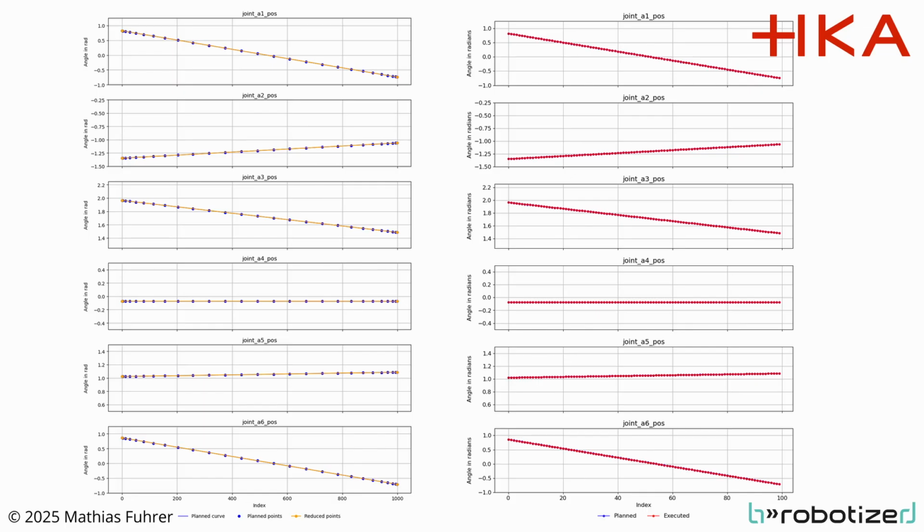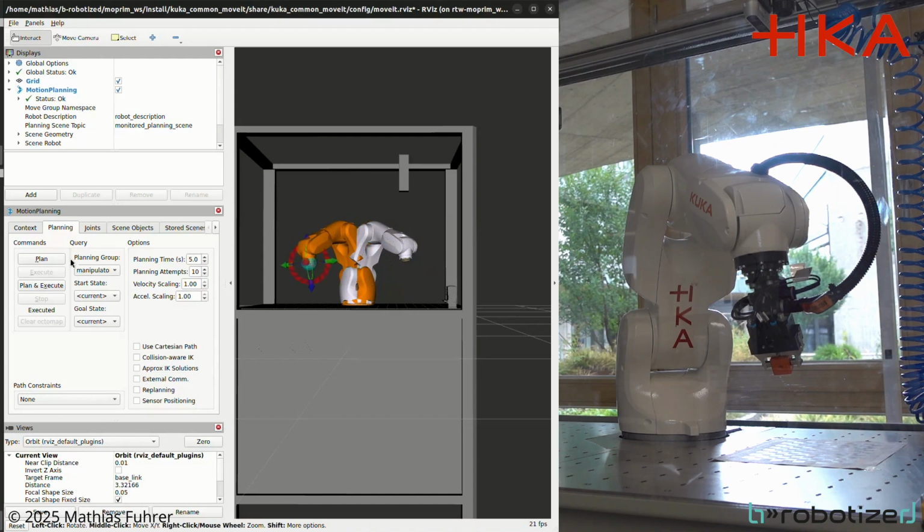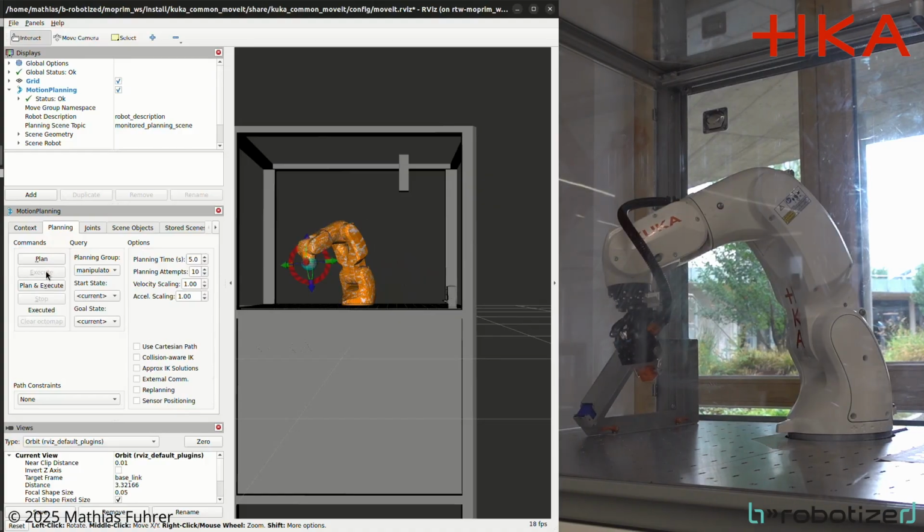On the right, the joint trajectories for both the planned and executed motion are displayed. Here as well, the deviations are minor. And again, by increasing the velocity and acceleration scaling, the movement can be performed more quickly.